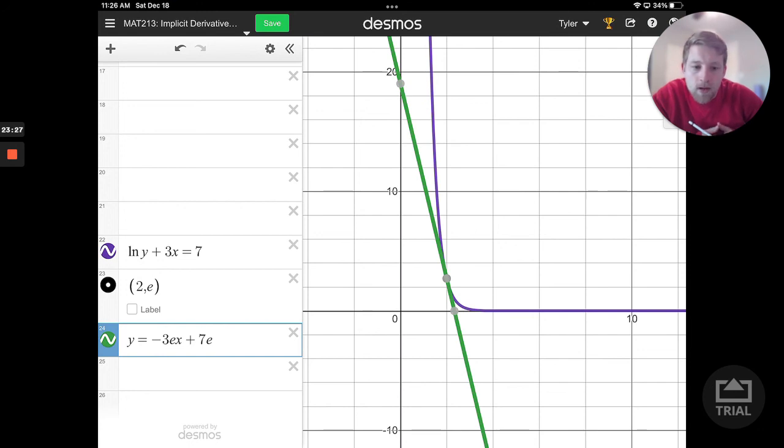So I hope this was helpful walking through implicit differentiation and tangent line equations. We're going to take a look at some related rates in our next video.